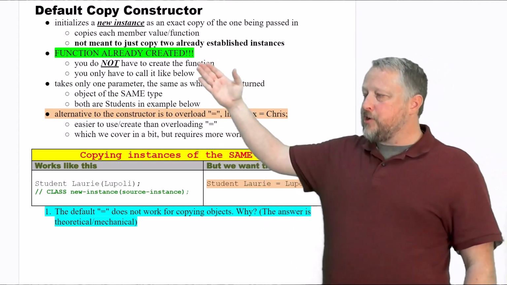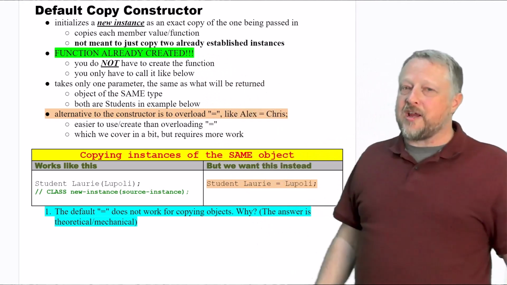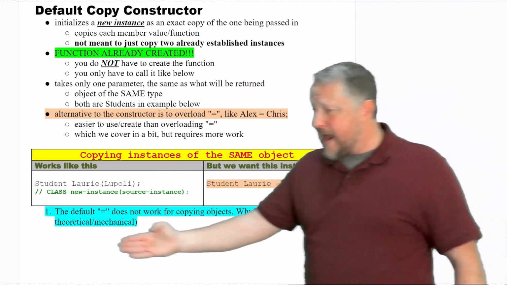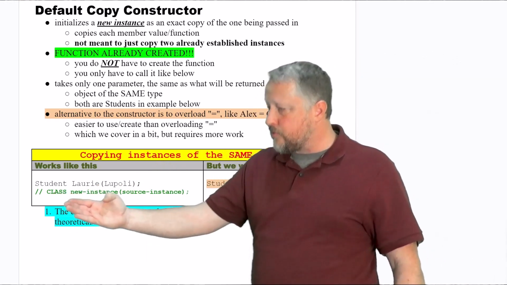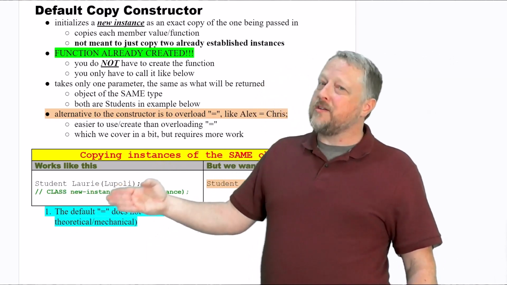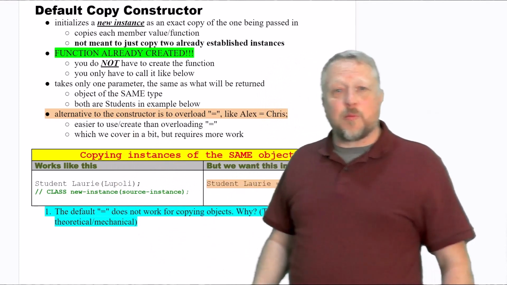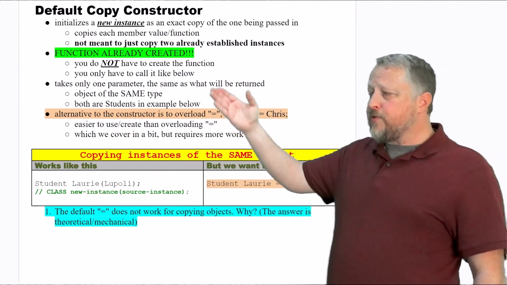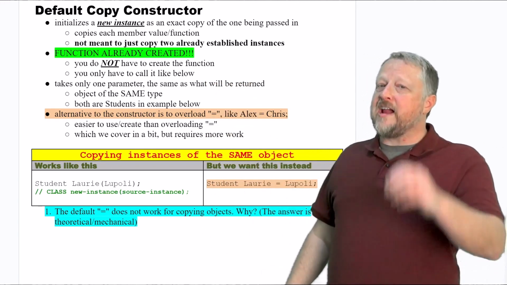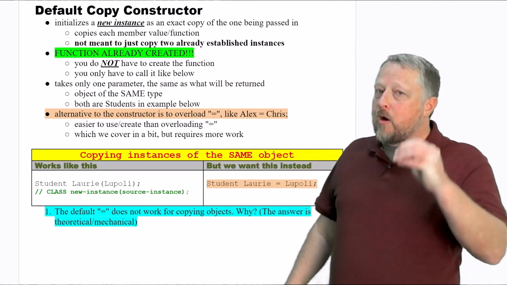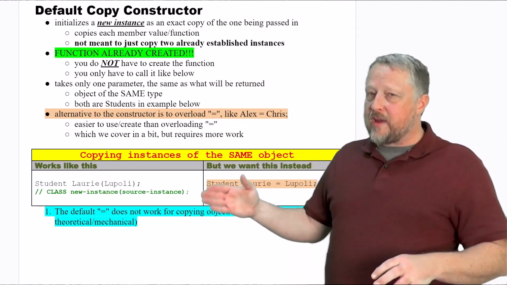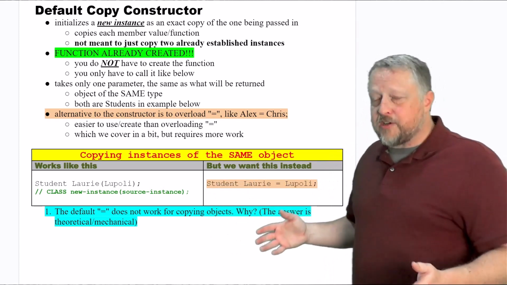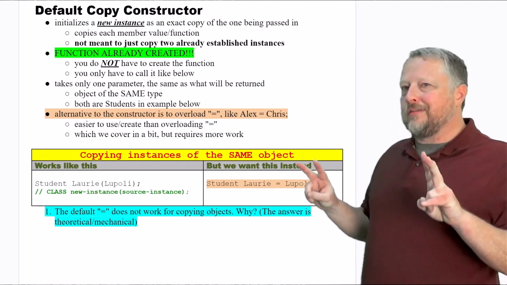It's not meant to just copy two already established instances. Lori should be brand new, and it has to be, because you're creating a student named Lori. We couldn't have Lori before that, otherwise the compiler would say, hey, you've already declared Lori. So that's what it's supposed to do. Now, this function is already created, but like I said, there are issues with doing this, and we have to be very, very careful about it. But you don't actually have to create any code. It will work.